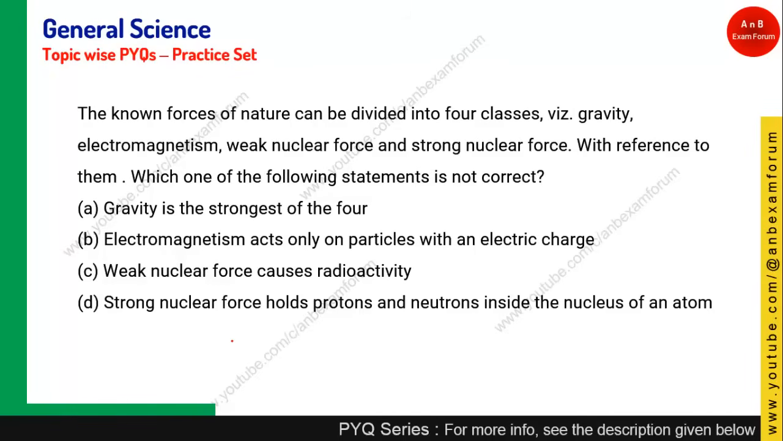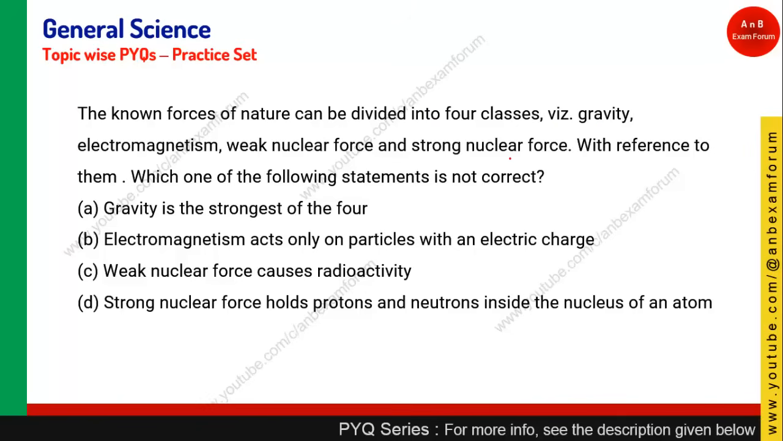The question says the known forces of nature can be divided into 4 classes: gravity, magnetism force, weak nuclear force, and strong nuclear force. With reference to them, which one of the following is not correct? Gravity is the strongest of the 4. No, student, remember, gravity is the weakest force found in nature. The strongest force is the nuclear force because it binds the nucleons together. So the answer is option A.